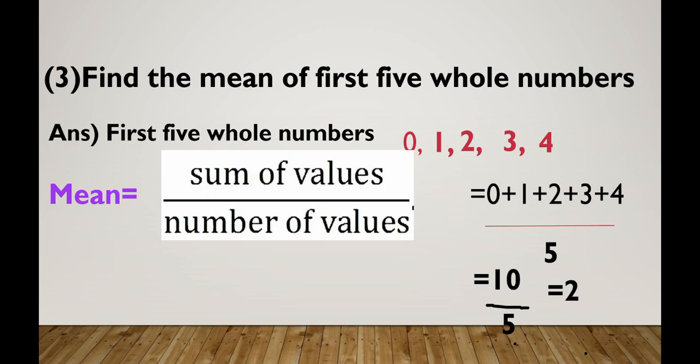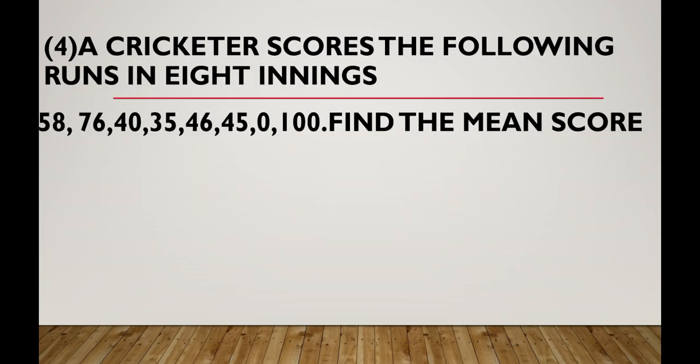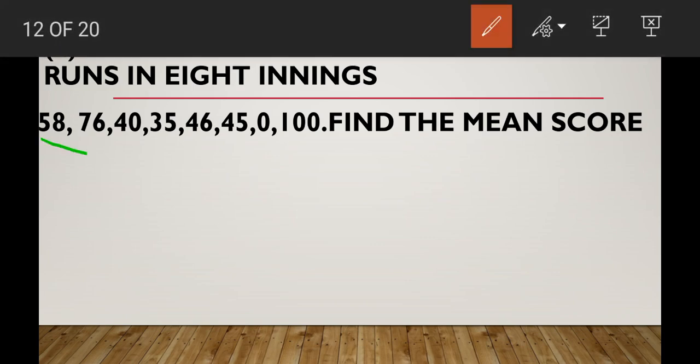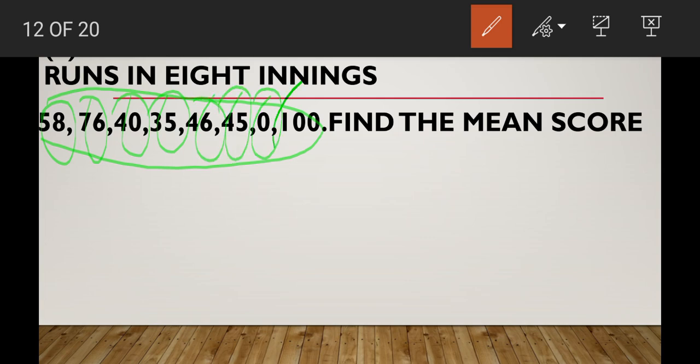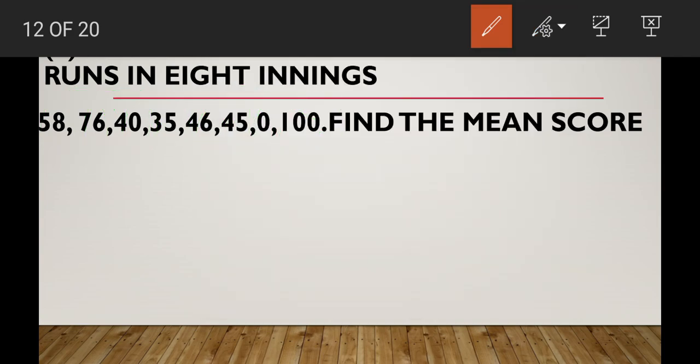Okay, coming to the next one. A cricketer scores the following runs in 8 innings. So you can see the runs he scored in 8 innings. They are asking you to find the mean score. 8 innings. So how many numbers are here? 1, 2, 3, 4, 5, 6, 7, 8. So 8 innings. So 8 numbers you can see. Mean score you have to find.